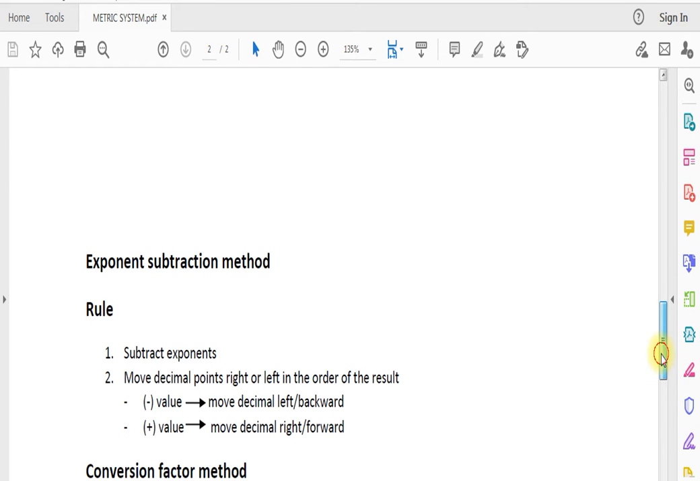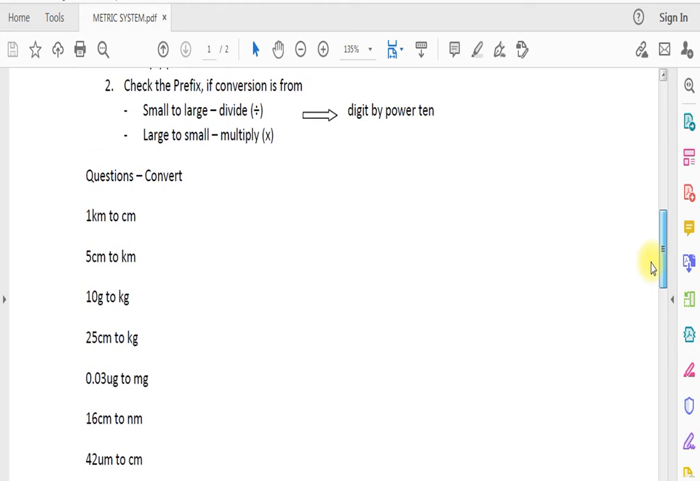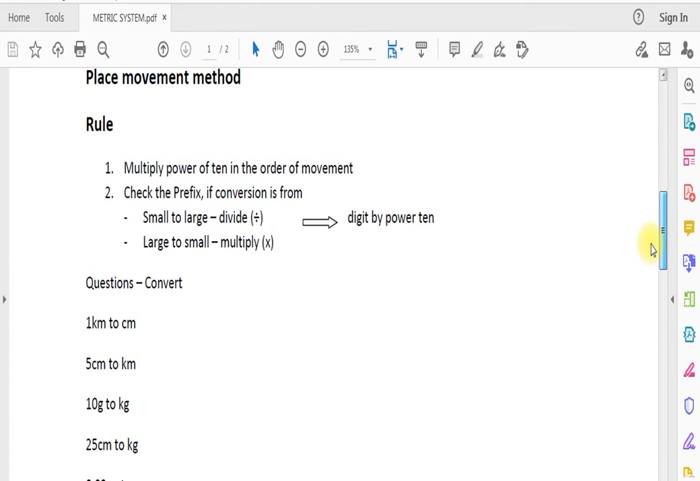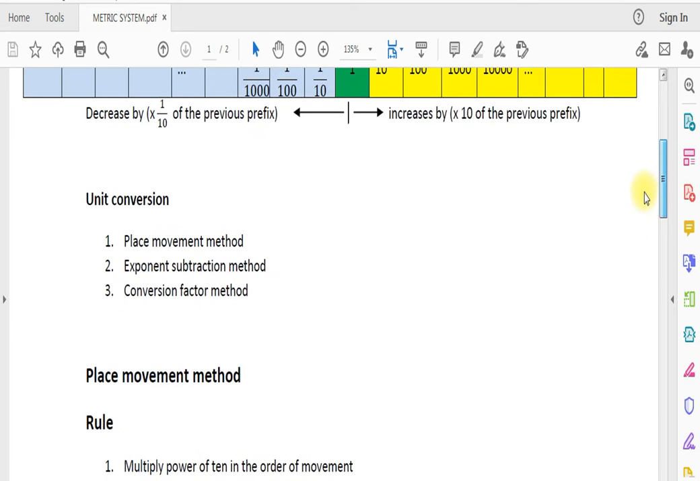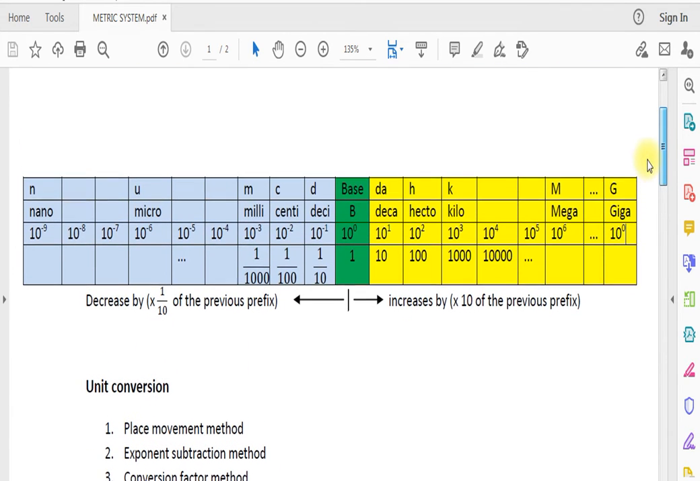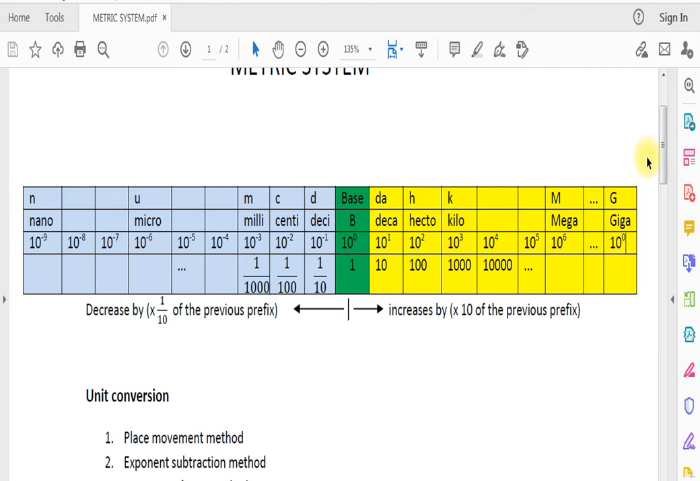Now let's use it to solve this problem one more time. We have the problems here. Let me just keep it on the metric system so that we can always work with it. Now let's randomly pick questions and solve. We have 5 centimeter to kilometer. 5 centimeter to kilometer. Okay?